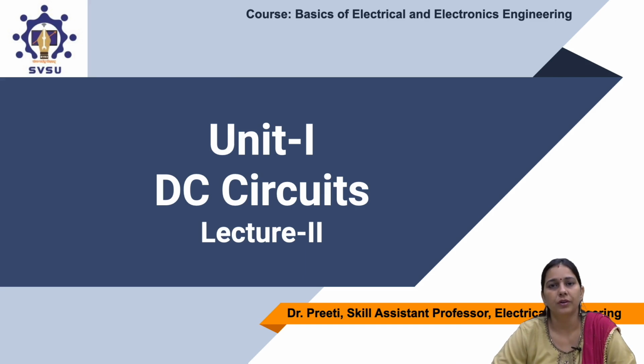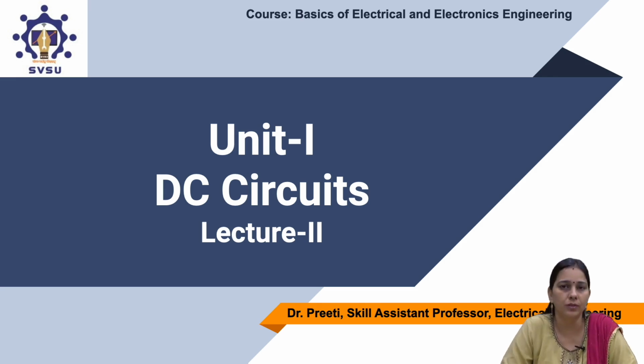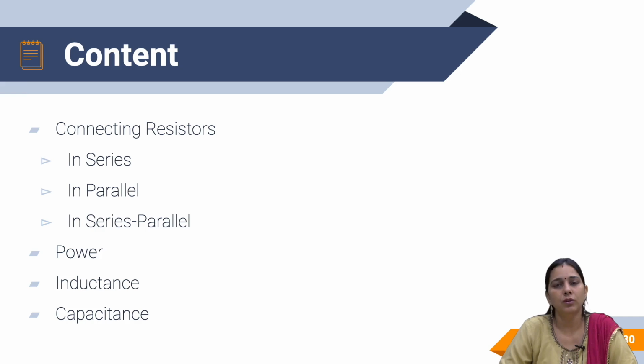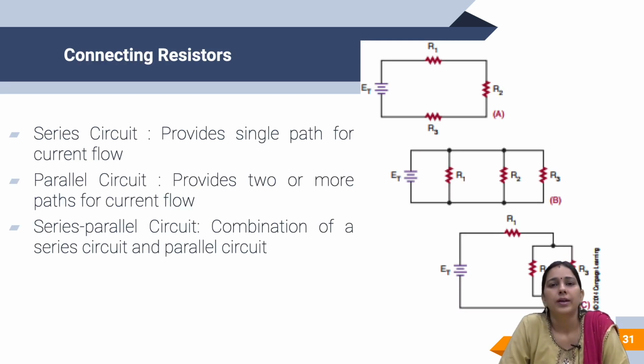In the last session, we have covered the various concepts of electrical charge, electric current, voltage and resistances. We have also gone through the color identification of the resistances along with all the units and their basic concepts. In this particular session, we would be going through connecting resistors in series and parallel circuits. As you can see, we can connect the resistances in three manners: either series, parallel or series parallel.